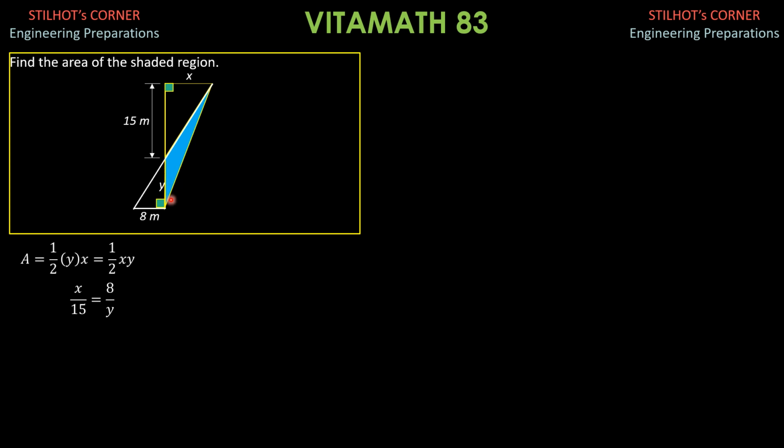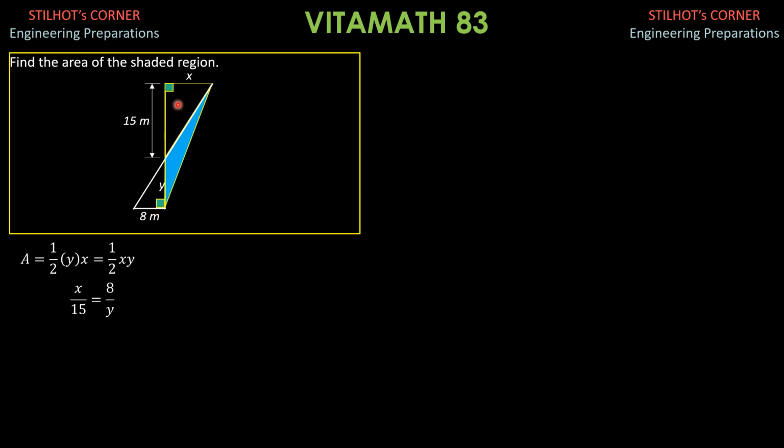The reason why the area is 1/2 of y times x is that if we flip this triangle, the base is imagined to be the y, and the height, which is the perpendicular distance from the other vertex to the base, which is just extended, is x. So that's why it is 1/2 of xy.